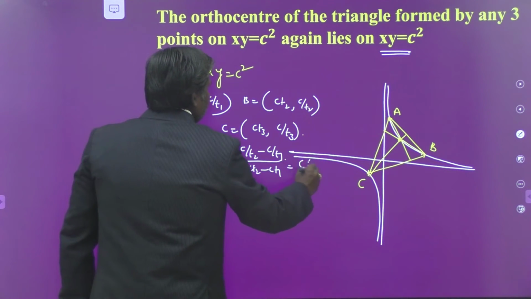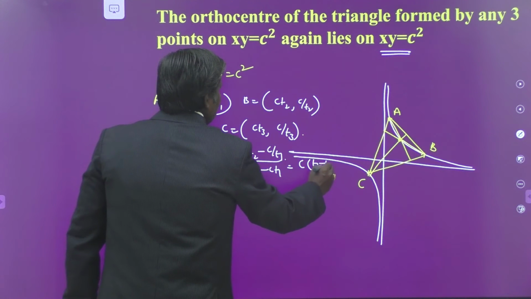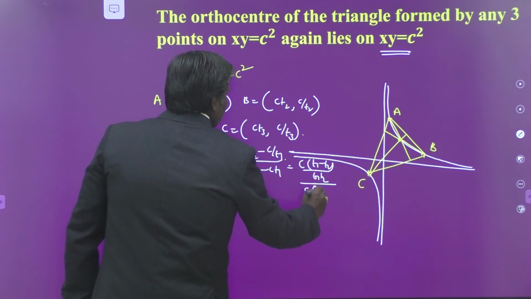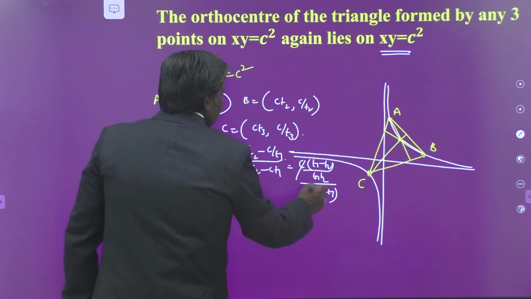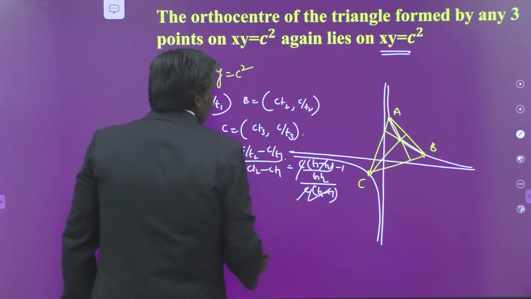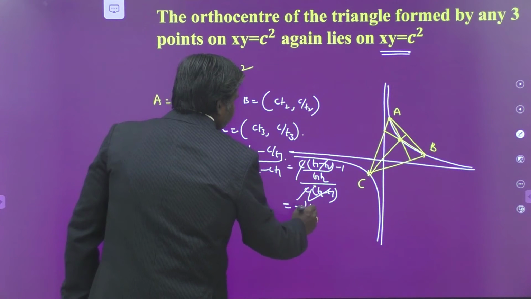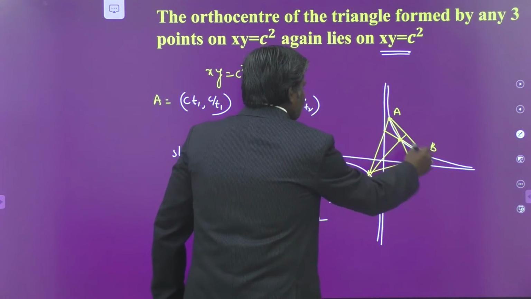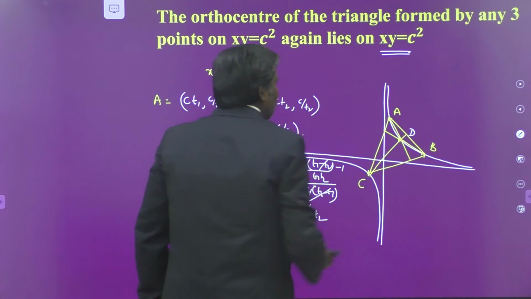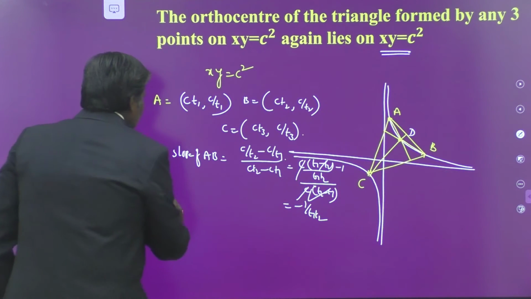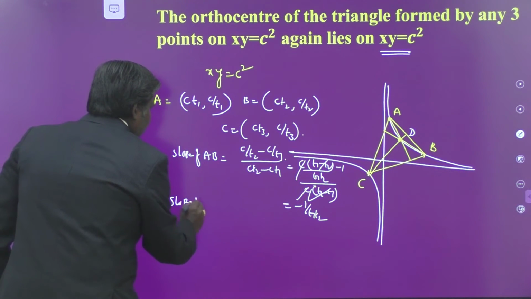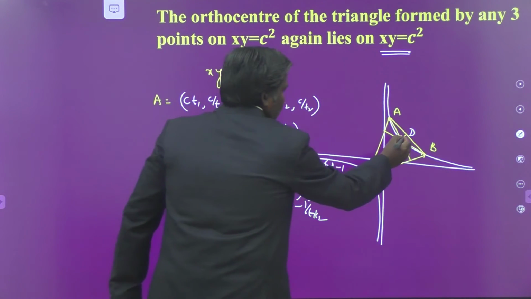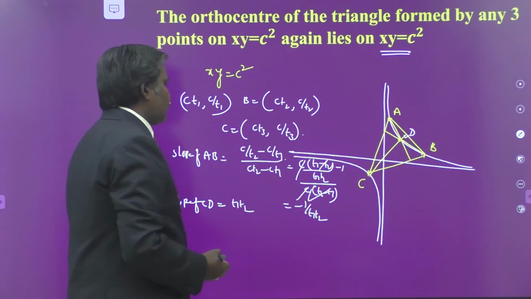That is equal to c, taking common, (t1 - t2)/(t1 t2) divided by c times (t2 - t1). The c's get cancelled, minus 1 times minus 1 by t1 t2, so minus 1 by t1 t2. Therefore, this is the slope of AB. Can you find the slope of CD? That is the altitude. Slope of CD is equal to t1 t2, because the lines are perpendicular, the product of slopes is equal to minus 1.